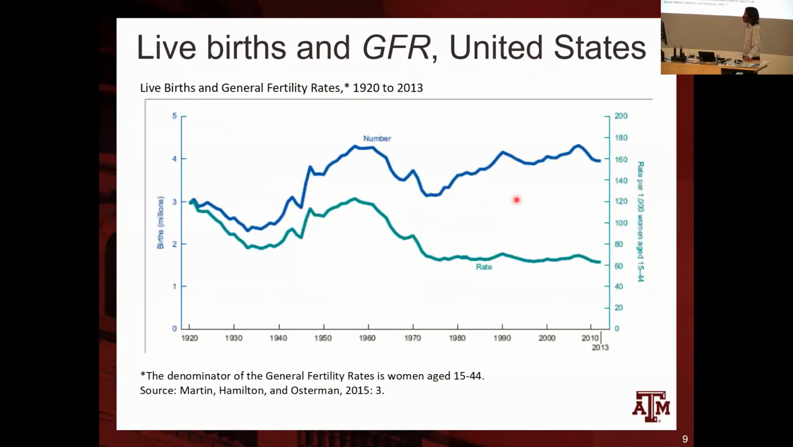Here, the blue line is related to the left vertical axis. This is births in millions in the US between 1920 and 2013. The blue line is just the overall number of births. That's just the numerator. It's not a rate. It's just the absolute number.